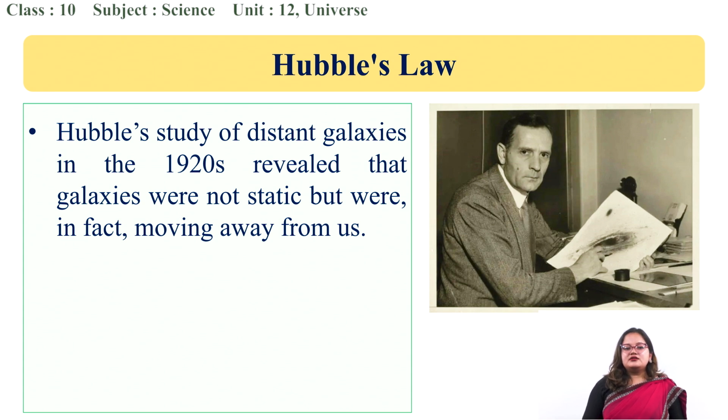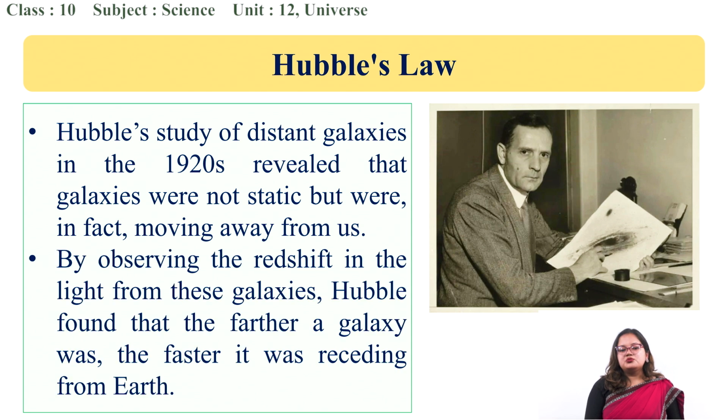Later on, when he studied the motion of various galaxies, looking at their distances and velocities, he was able to observe the redshift in the light from these galaxies. And he found that the farther a galaxy was, the faster it was receding from Earth. So he came up with a relation between the velocity and distance of the galaxies as well.